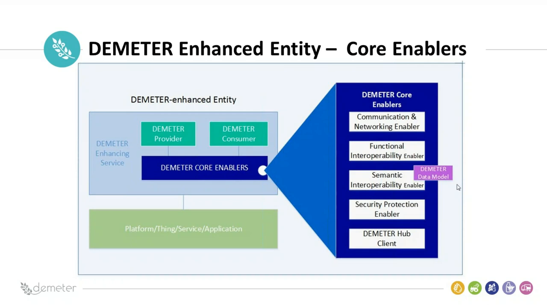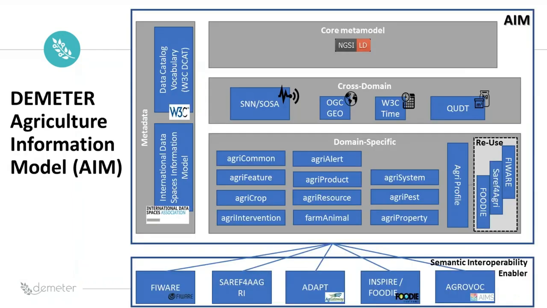You see here a reference of the Demeter data model. This is no other than the Demeter AIM, the agricultural information model. It's a common data model that wishes to bridge the gap between the rich and very diverging solutions that exist currently in the smart agri or in the agri-food domain regarding data modeling. In order to build this, we have examined all available solutions and we built our model based on standards that have wide penetration in the market right now. It is following a layered approach.